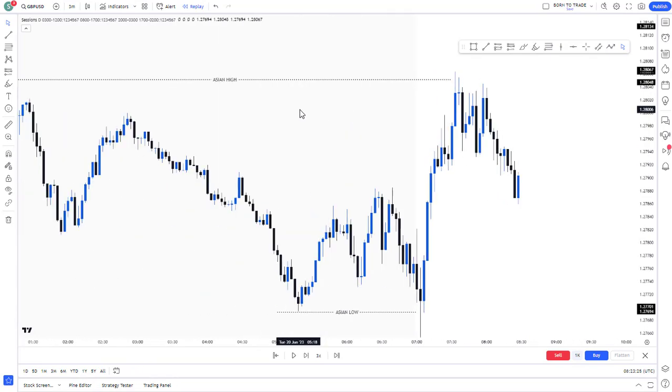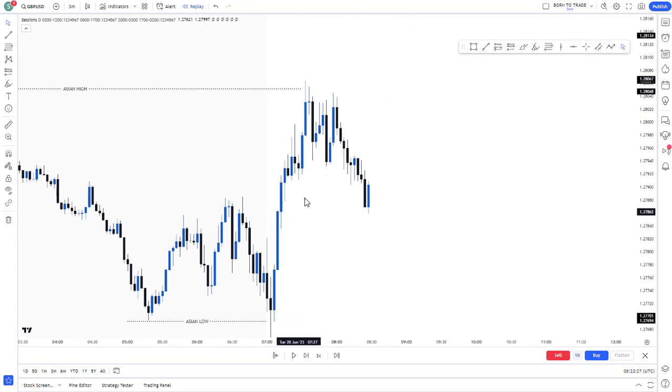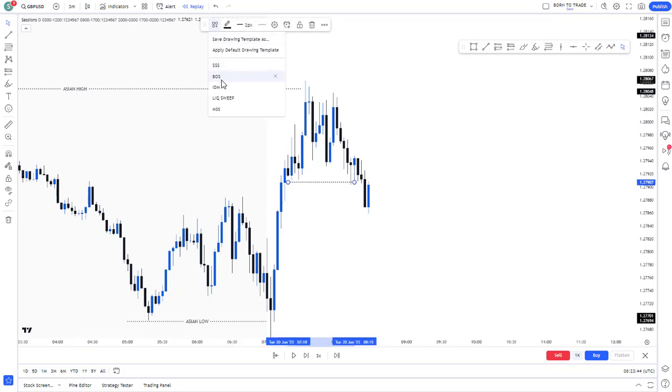Price sweeps the Asian high and we're getting this retracement to the downside. And if you look, we equally have a lower time frame market structure shift over here, because we have a pullback and a high that swept the liquidity above this Asian high, and so this is our lower time frame market structure shift, right?